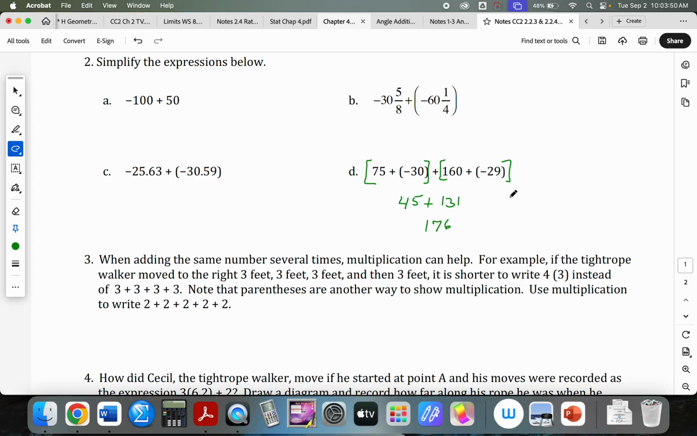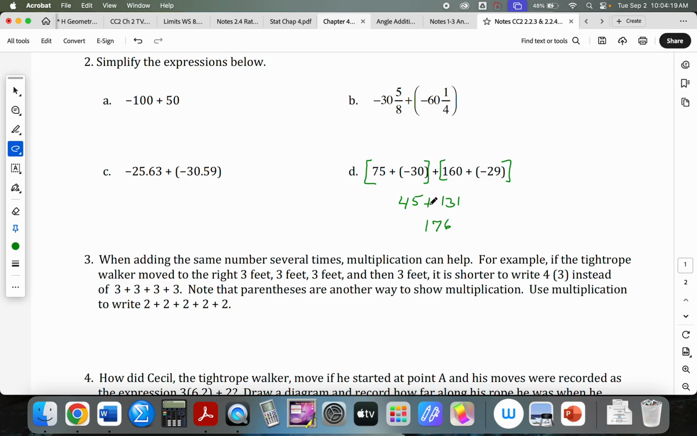Yes. I did 160 minus 29, which equals 131, and then I added 75. Oh, okay. So you subtracted both of these. So you reordered them, which is absolutely fine also. When you do that, it's like, well, that's nearly 60, so that's 101 plus 75, 176.